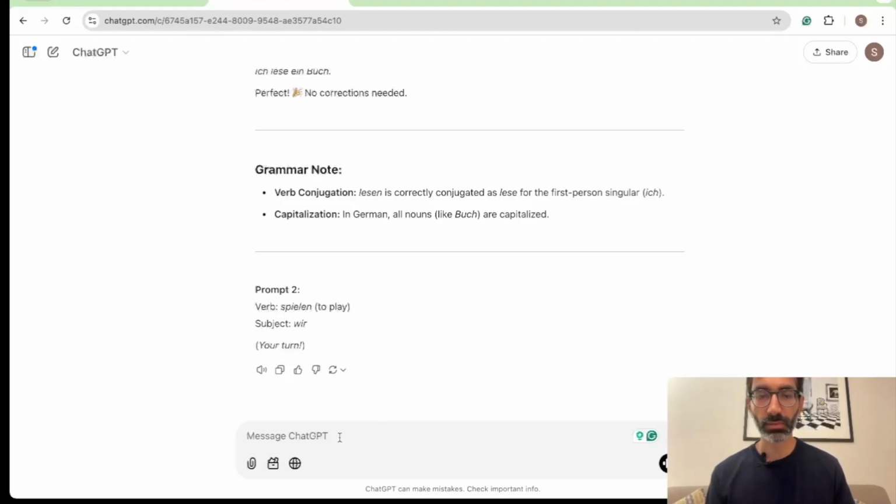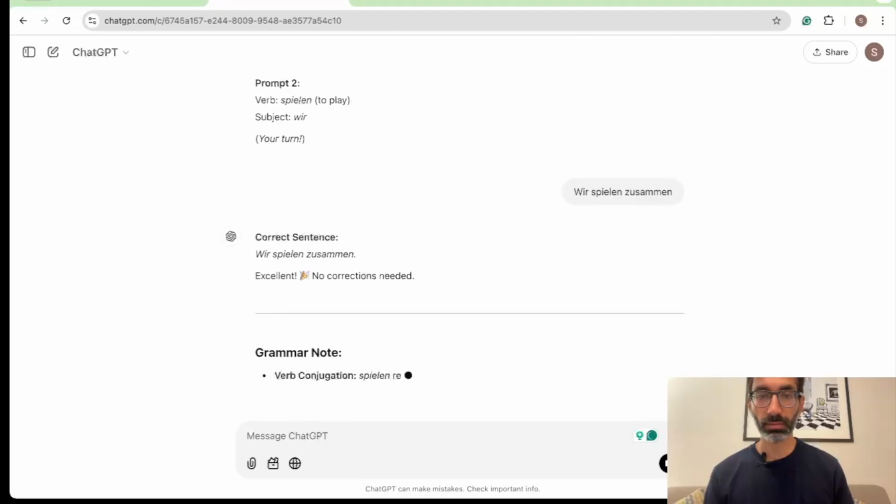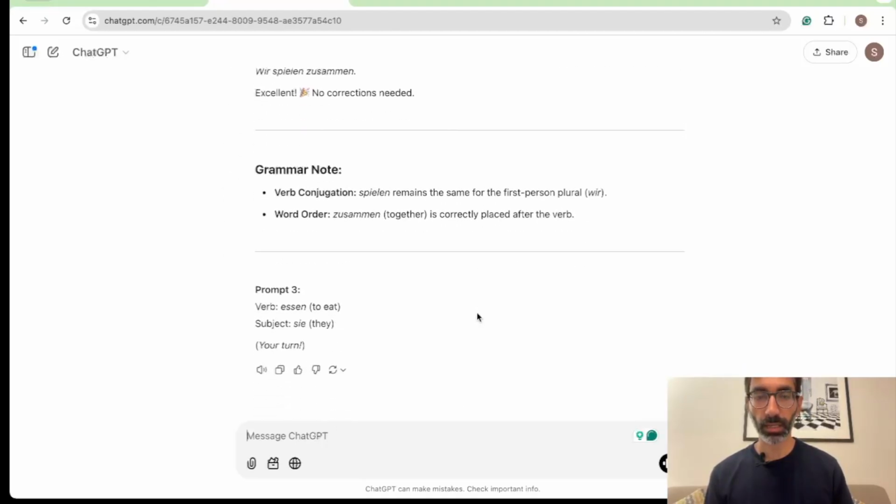Spielen wir. Okay, so "wir". Let's see if this is correct. Okay, it's absolutely correct. Essen and "sie".